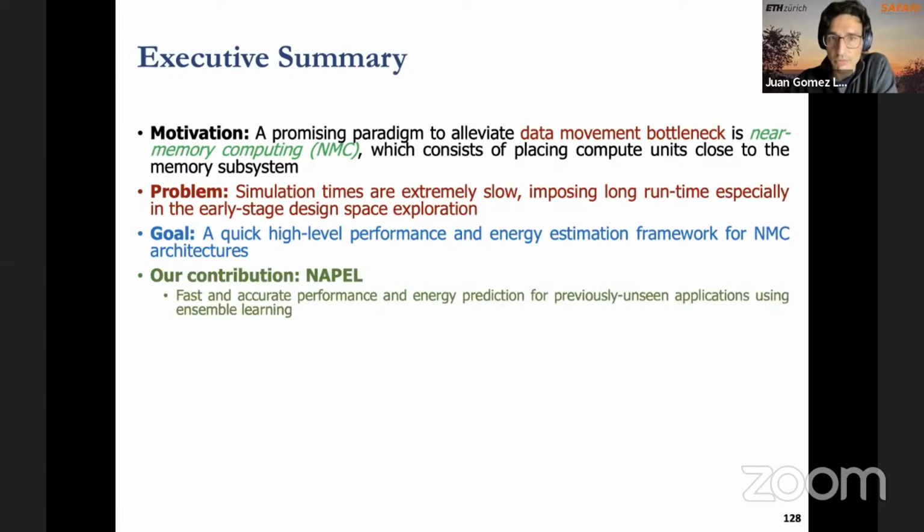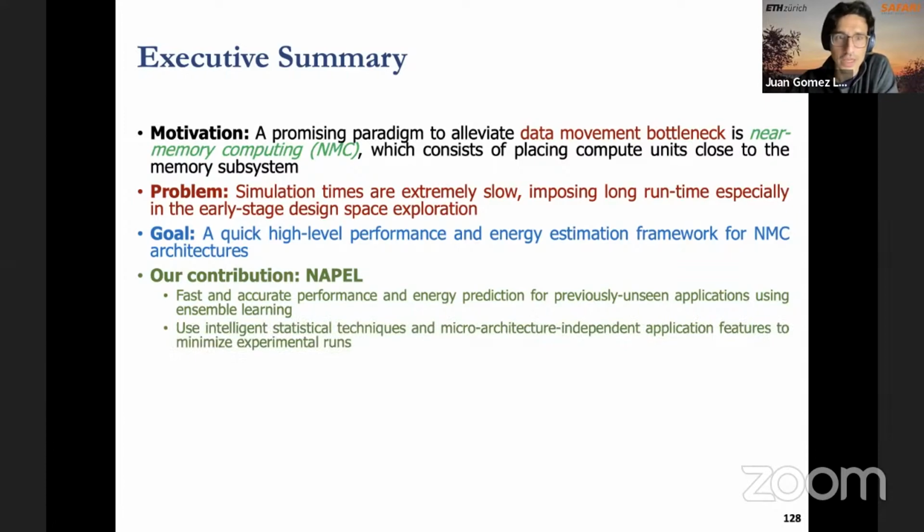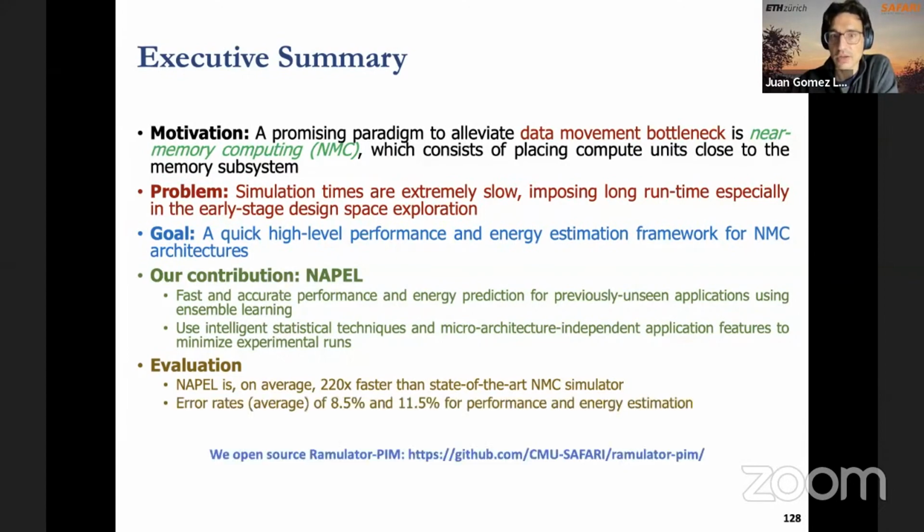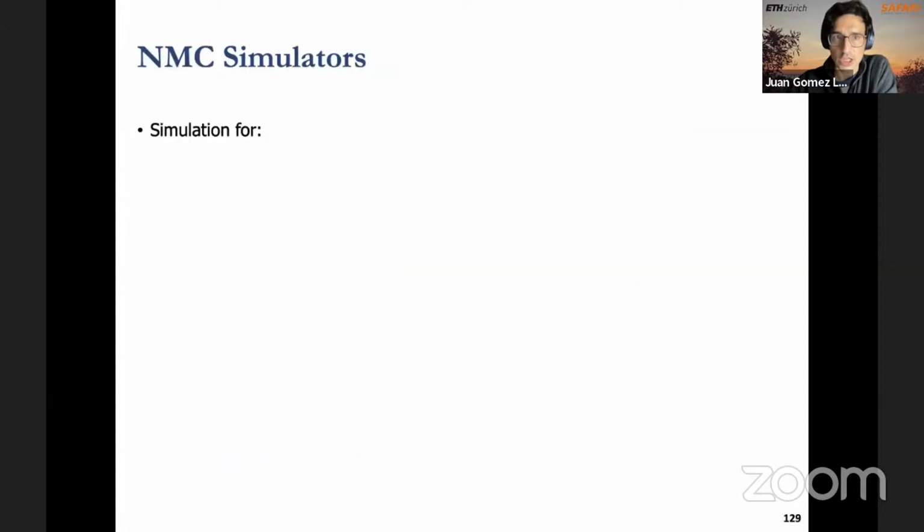And that's our contribution: NAPEL, a fast and accurate performance and energy prediction for previously unseen applications using ensemble learning. So this works with completely new applications that we haven't used to train the ensemble learning method. We use intelligent statistical techniques and microarchitecture-independent application features to minimize the experimental runs. And in our evaluation, we observed that NAPEL is more than 200 times faster than a state-of-the-art processing in memory simulator, with also very low error rates in terms of performance and energy estimation.